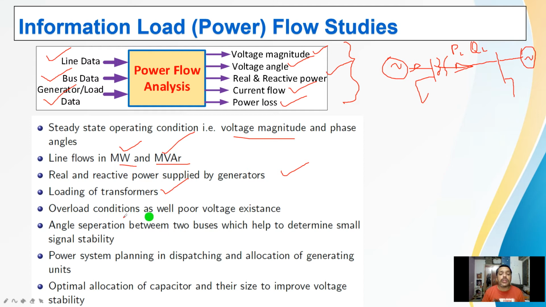It also gives the overload condition and poor voltage existence, at which bus we have a low voltage point, meaning an overloaded bus. That is also possible to get. Then the angle separation between these two buses: suppose this is the sending end bus, so it is Vs at an angle of delta, and this is Vr at an angle of 0.